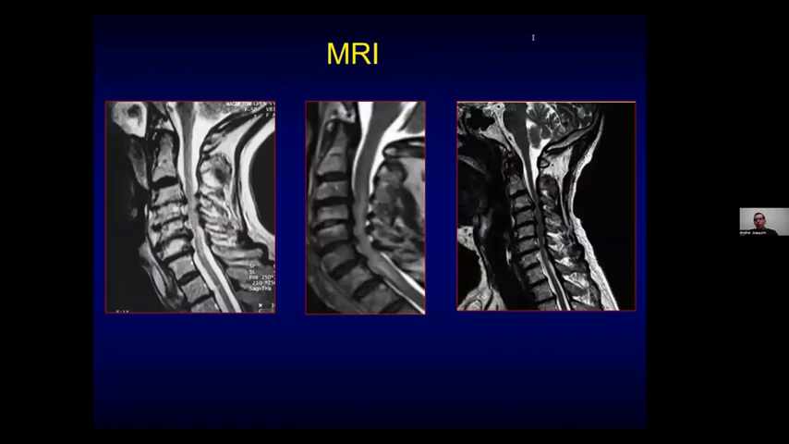But the most important exam for sure to evaluate cervical spine degenerative disease is an MRI. With an MRI, you can see the amount of compression, the site of compression, the number of levels of compression. And it's important, I used to say to my residents, to take care when evaluating the lordosis with an MRI. MRI is not to evaluate the cervical spine alignment.